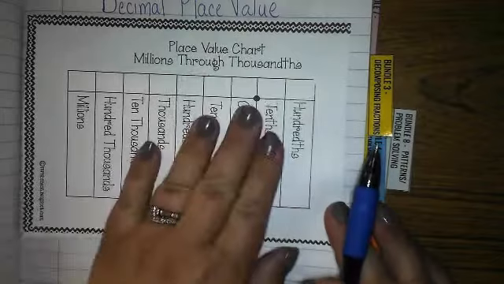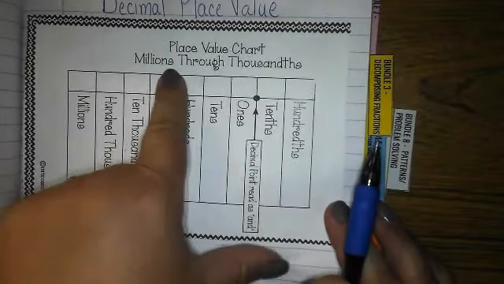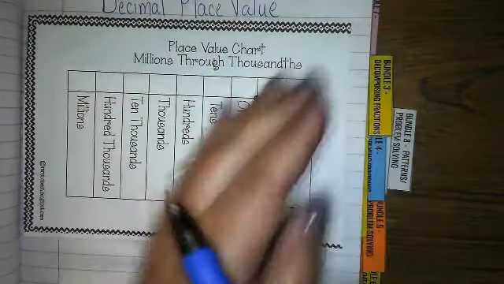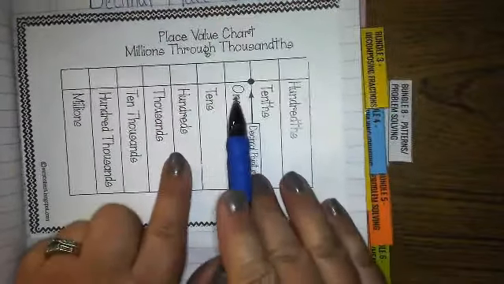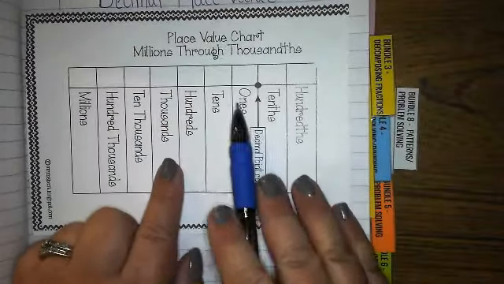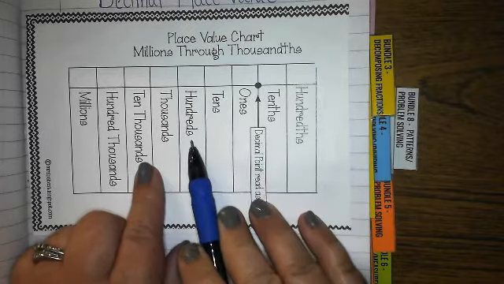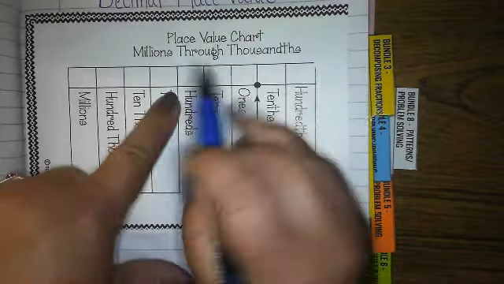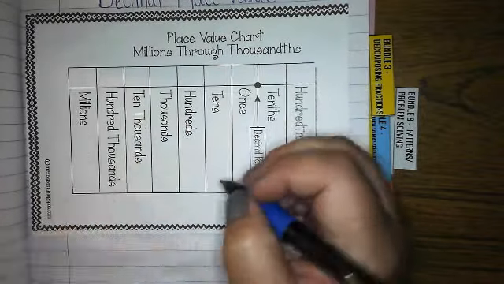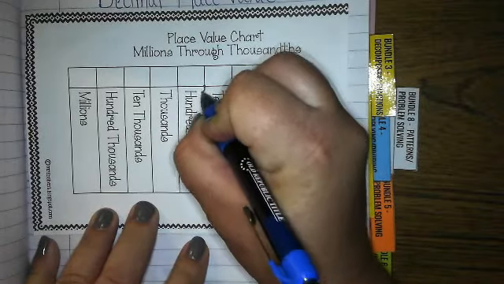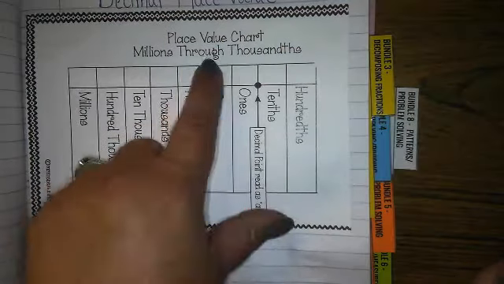Okay, so this is decimal place value. It says millions through thousands. So we're going to start over here to the left of the decimal. We know that our place value, this is what we worked on last week, goes ones, tens, say it with me, hundreds. And what do I have right here between my hundreds and thousands? Yes, a comma, right?